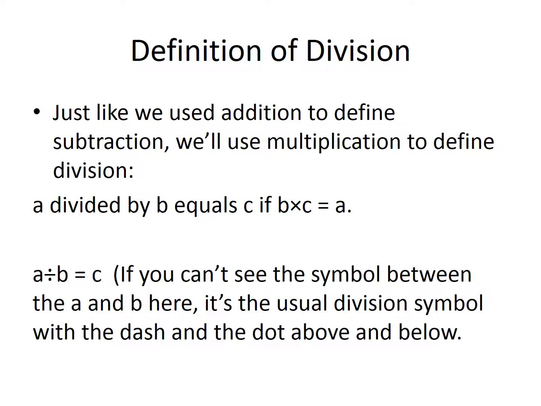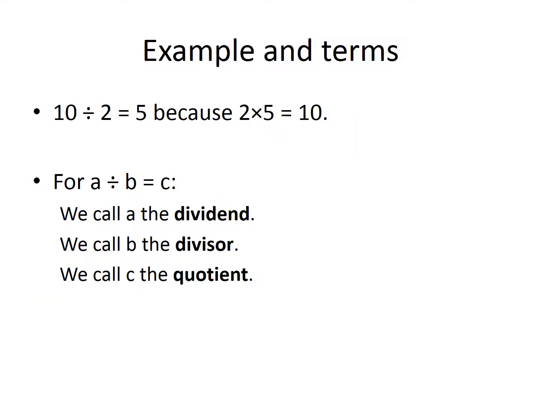Now, I had a heck of a time finding the division symbol. So if you can't see the symbol here, remember it's the usual one that looks like a dash with a dot above and below. And I think I have fixed this problem, but just in case. Some examples. 10 divided by 2 is 5 because, well, 2 times 5 is 10.